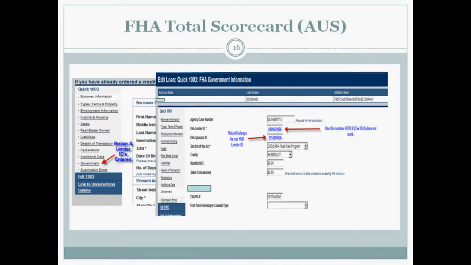So let's take a look at where that information will flow onto the FHA Total Scorecard. By clicking on the government link over to the left-hand side of the FHA Total Scorecard screen, you can access information to edit your loan, and you will see the FHA Lender ID and the FHA Sponsor ID.